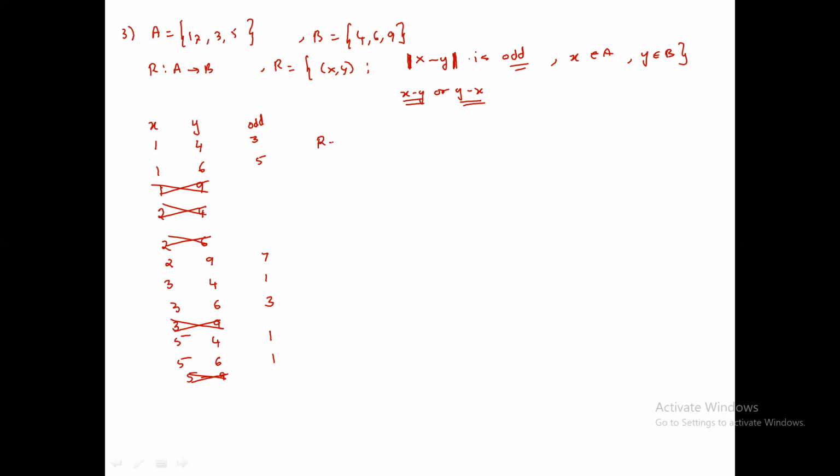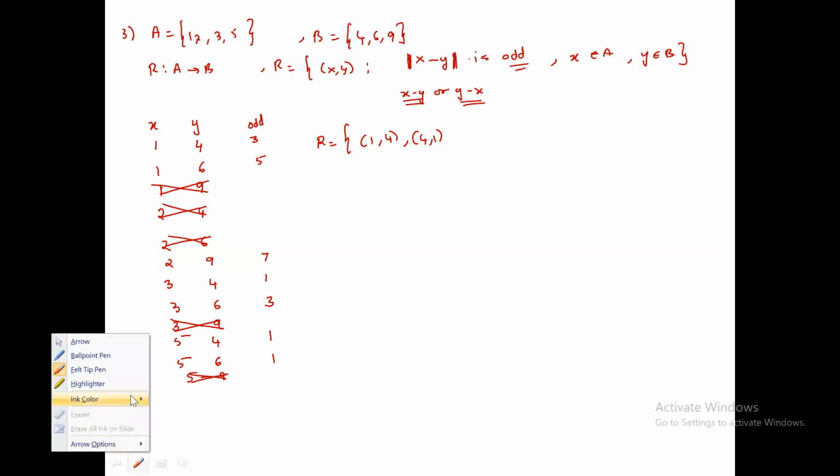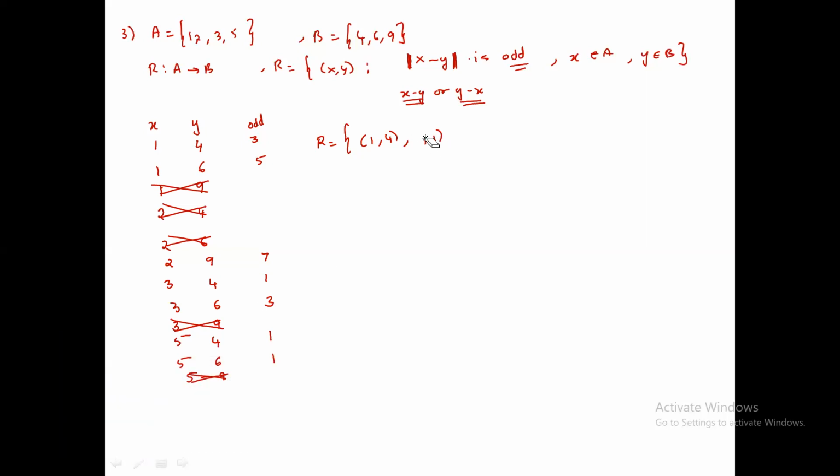So what all are included in the relation? 1 comma 4, 4 comma 1. This is included in the relation, isn't it? But we need not write twice. If you write once, it is enough. So I will remove 4 comma 1.